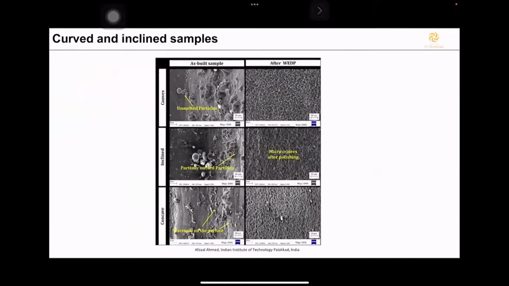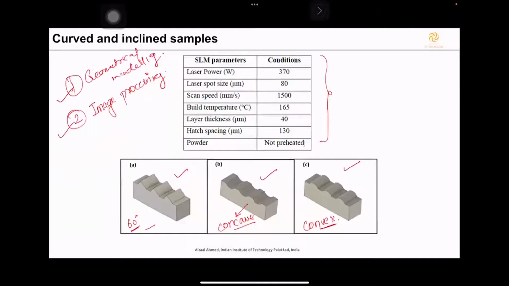So these are the curved and inclined surface topographies. We have divided them into as-built, as you can see here, and after polishing. If I take these particular features or shapes, this cannot be done by a laser source. If you want to polish the surface using a laser beam, it is very difficult to handle such an inclined plane.